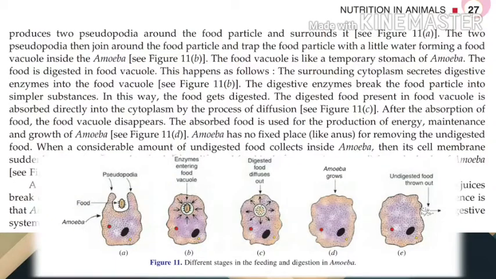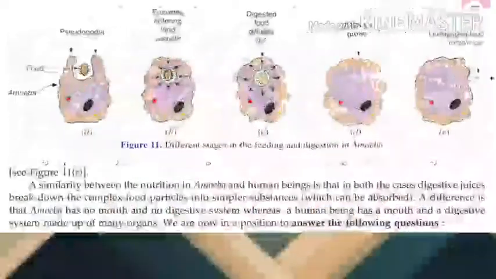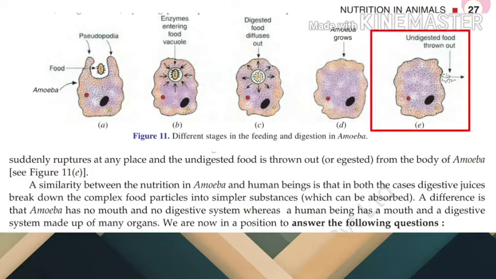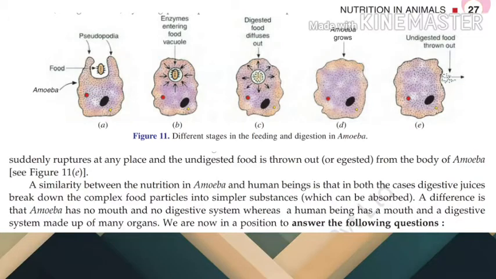Now, amoeba has no fixed place like an anus for removing the undigested food. When a considerable amount of undigested food collects inside amoeba, then what happens? Then its cell membrane suddenly ruptures at any place and the undigested food is thrown out, or ejected, from the body of amoeba. Look at figure 11e. The undigested food is thrown out from the amoeba and hence the process of egestion is over.